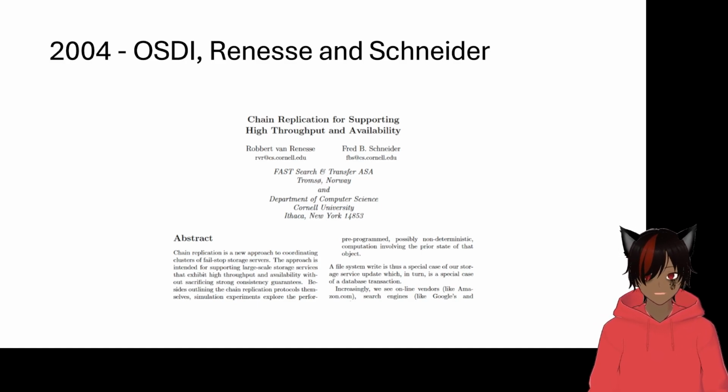But this is what the paper looks like: chain replication for supporting high throughput and availability. I'll leave in a link for it in the description below. But let's get into it.